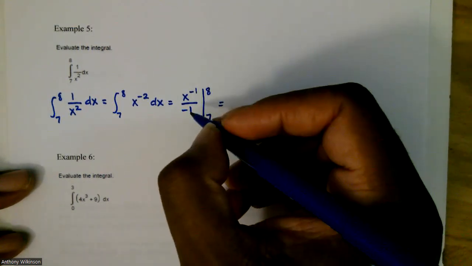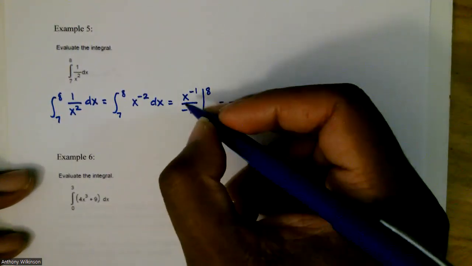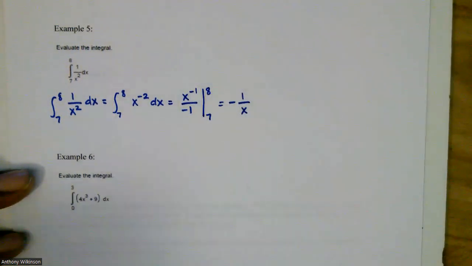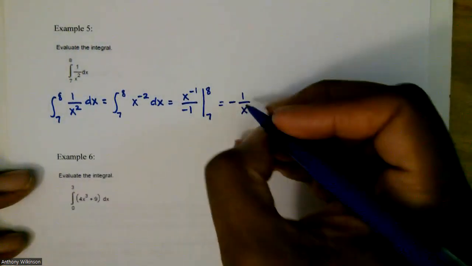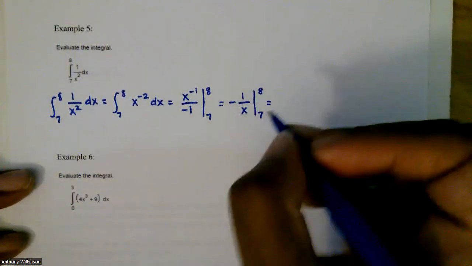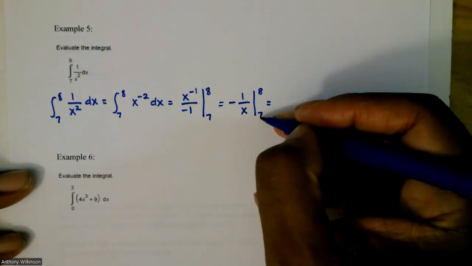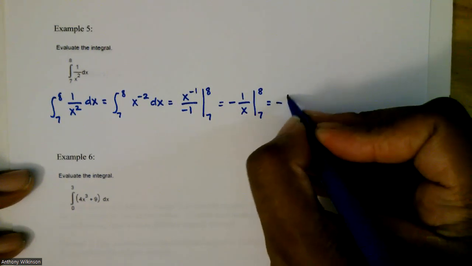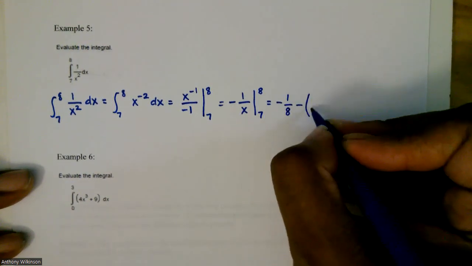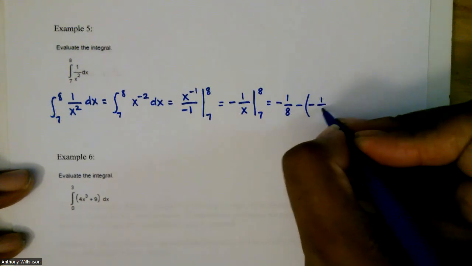All right, another way of writing that would be this. I'll pull the negative sign in front since I got that negative in the denominator. X to the negative 1, I'm going to write as 1 over x to the positive 1, or just x. That's going to be from 7 to 8. So now I have the upper limit minus the lower limit. So this will be negative 1 over the upper limit, which is 8, minus negative 1 over the lower limit, which is 7.